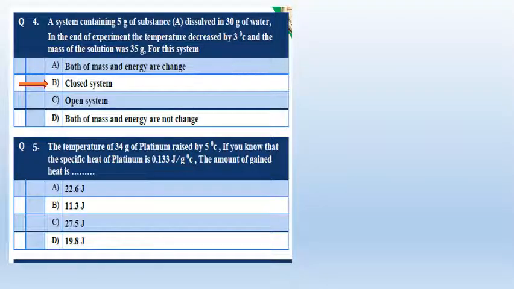Question number 5. The temperature of 30 grams of platinum is raised by 5 Celsius degree. If you know that the specific heat of platinum is 0.133 joule per gram Celsius degree, the amount of gained heat is, okay, here I need to calculate the quantity of heat. I will use this rule, QP equals mass multiplied by specific heat multiplied by delta T.